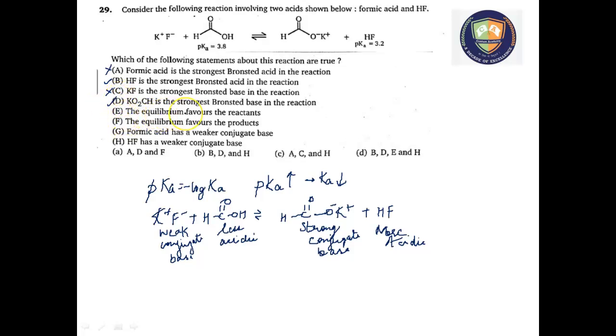Then E, the equilibrium favors the reactants. Yes, equilibrium surely favors the reactants because equilibrium shifts to the weak acid and base formation. F, the equilibrium favors the products. No, it is false, so F is incorrect. G, formic acid has a weaker conjugate base. No, because formic acid itself is less acidic, so its conjugate base is strong. So G is incorrect. H, HF has a weaker conjugate base. Yes, because HF itself is more acidic, so its conjugate base will be a weak base.